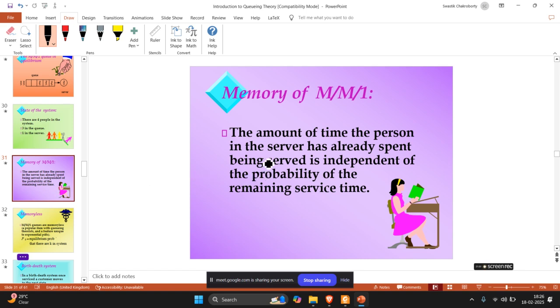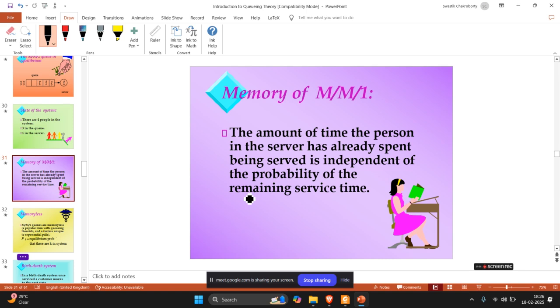So what is another property? This is called the memorylessness property. So the M/M/1 queue is memoryless in the sense that the amount of time the person in the server has already spent being served is independent of the probability of the remaining service time. Because it is exponentially distributed, and the exponential distribution is memoryless, that's why this service time is also memoryless.